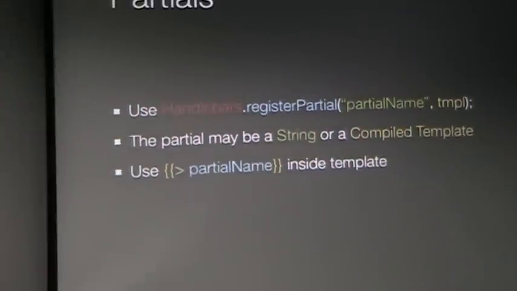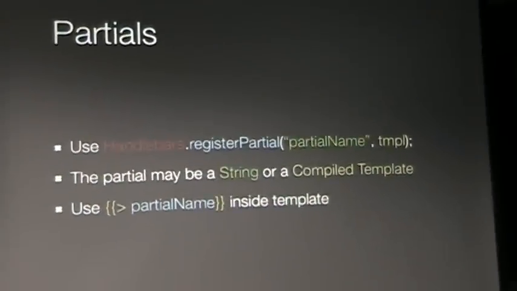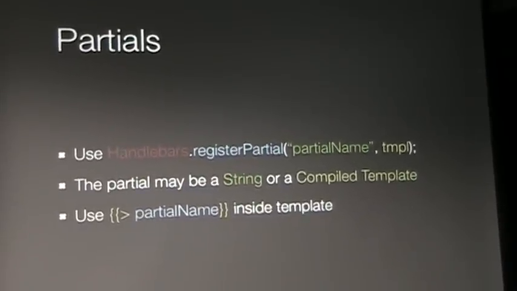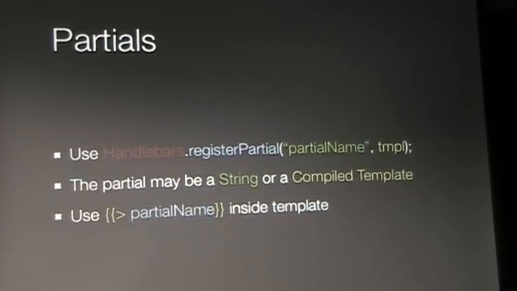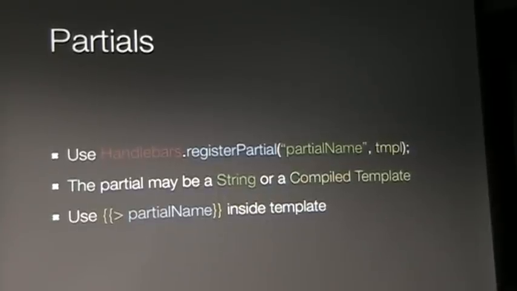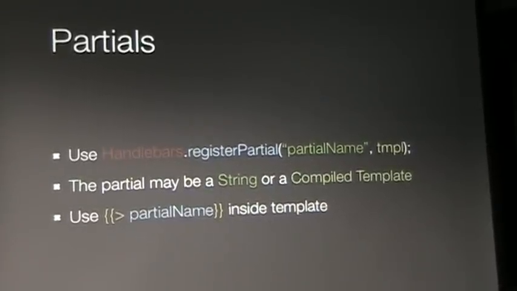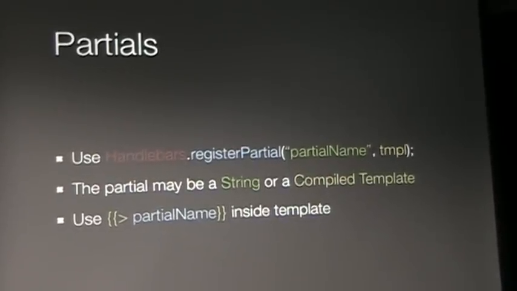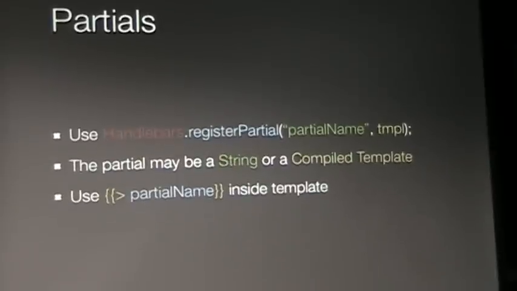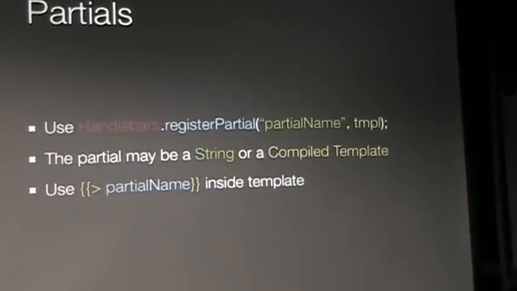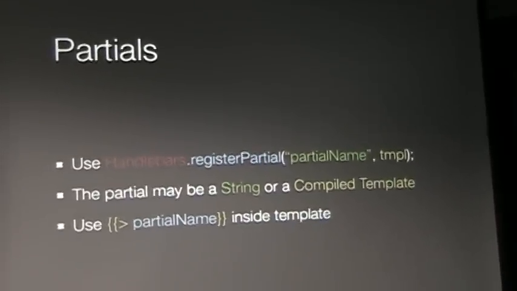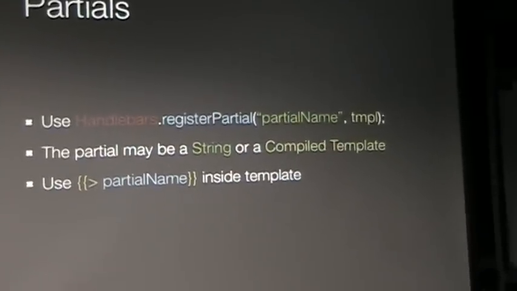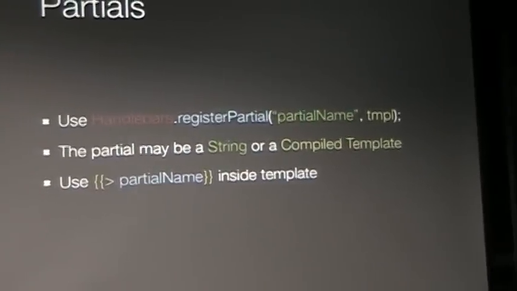So finally, we have partials. If you've defined many scripts, just like Rails, we have partials, and you render these partials. We need to register these partials under a certain partial name, which is something like a helper. And then you would insert a template, which can be either a compiled template or a string. And then you use the greater than sign and the partial name to actually insert the template inside the main template.